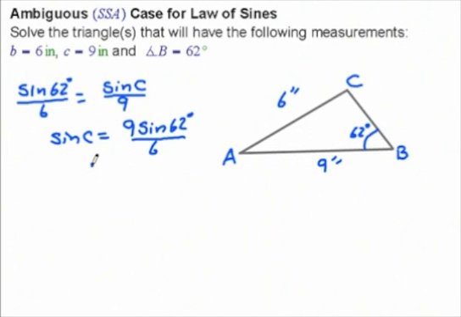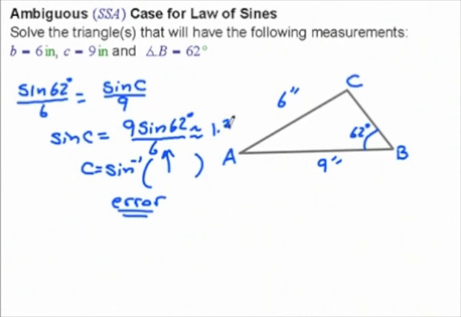So if we type in the sine inverse part, sine inverse of, well, basically all that mess up there, our calculator gives us an error. Now, why is that? Well, if we just type in the 9 sine of 62 divided by 6, we find the answer of that is approximately 1.3.